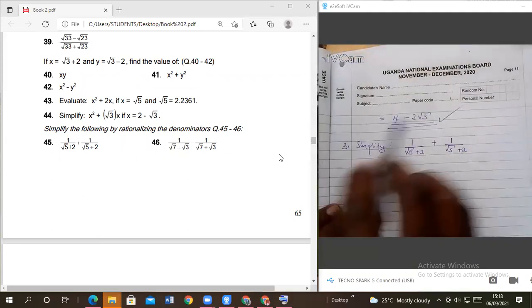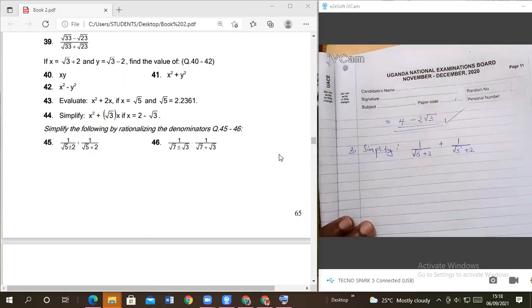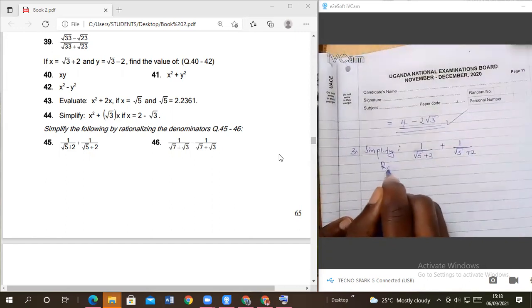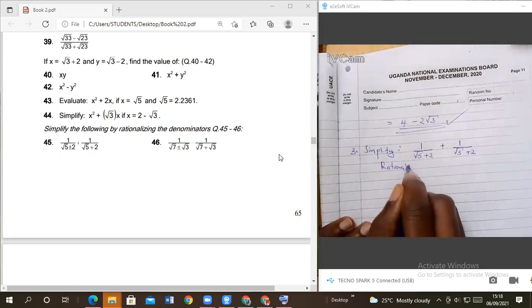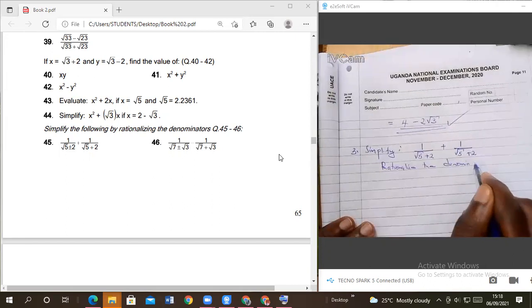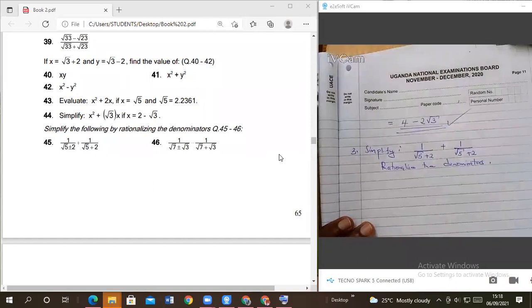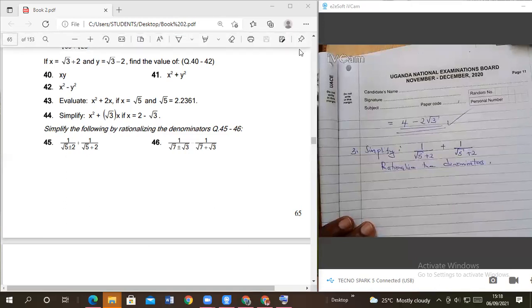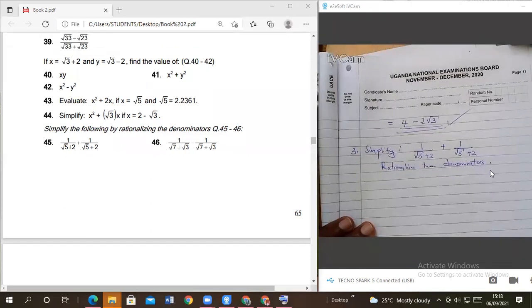Simplify that. So we are going to simplify this. The first step is what, members? The first step is to rationalize the denominators. Members, please, I want to move together with you here. Are we together? Yes, teacher. We are going to rationalize the denominator.